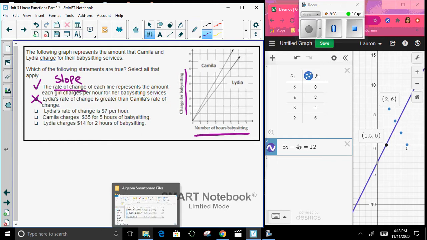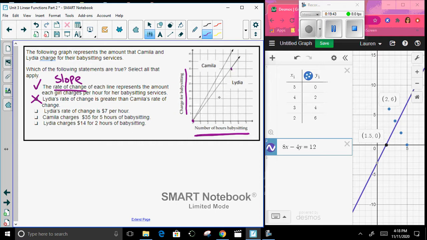So Lydia, let's find 2 dots for Lydia. I see one right here at the origin, and then I see another one, looks to me like right up here. Okay, so I'm going to do my rise over run. I'm going to go up first, 5, 10, 15, 20, 25, 30, 35. So Lydia is up 35, and the run is counting by 1, 1, 2, 3, 4, 5. 35 divided by 5 is 7. That means Lydia charges $7 per hour of babysitting.